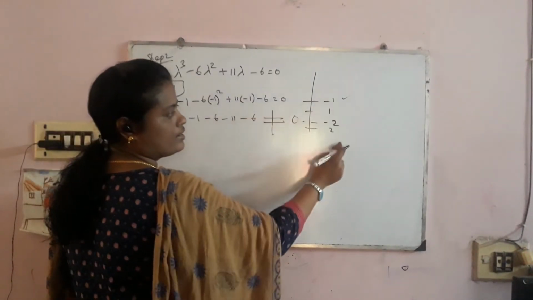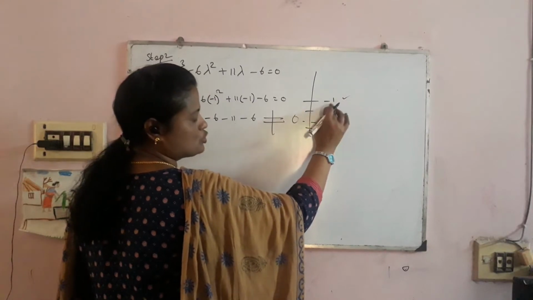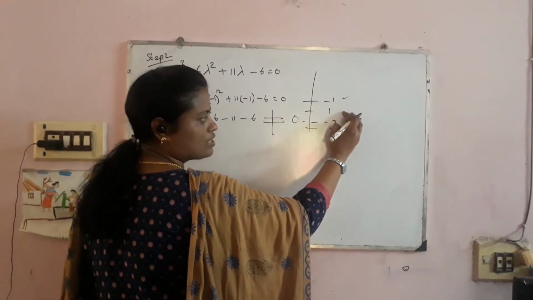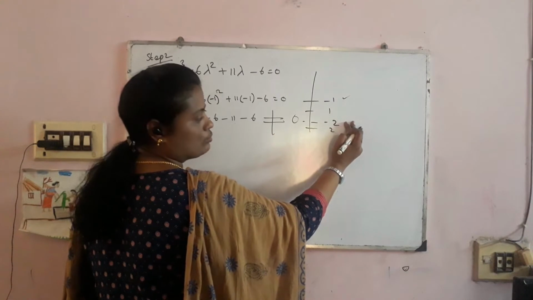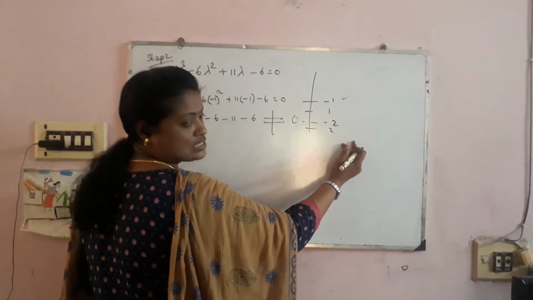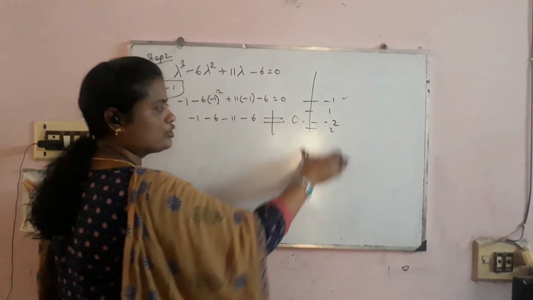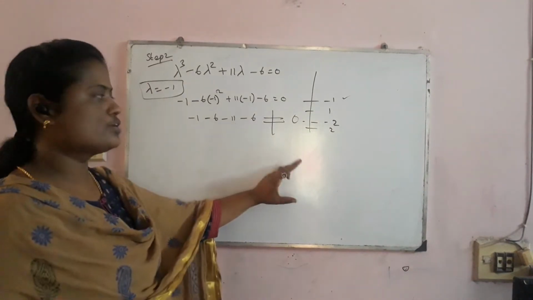Then go on with the trial and error method. First, substitute lambda equal to -1. Next, lambda equal to 1. Next, lambda equal to -2. Lambda equal to 2. Lambda equal to -3, +3. Like that, you have to go on to find the first root.